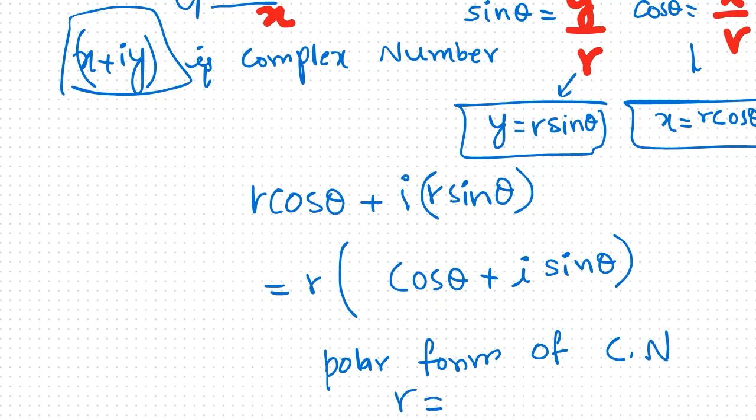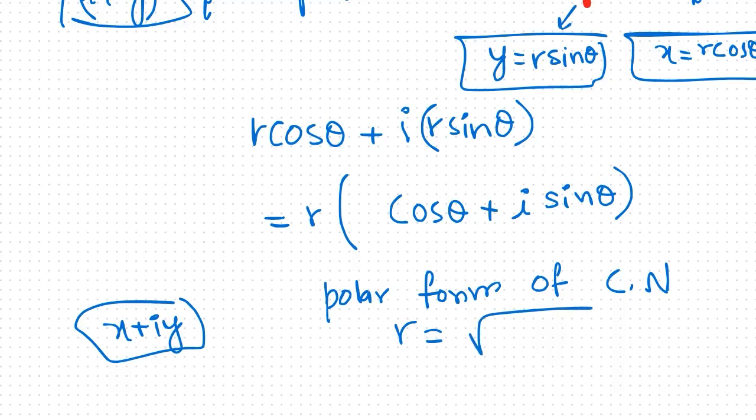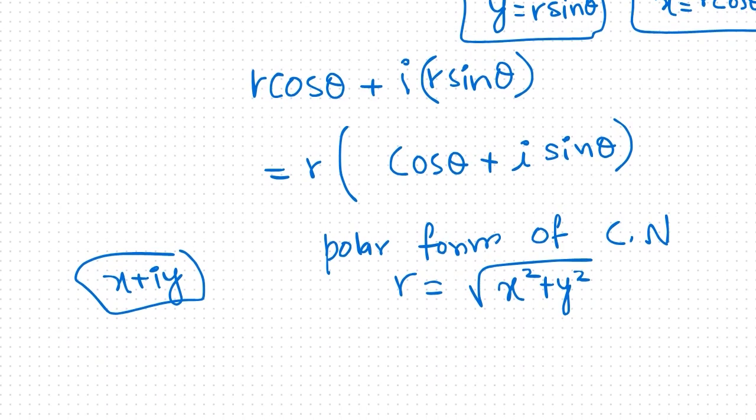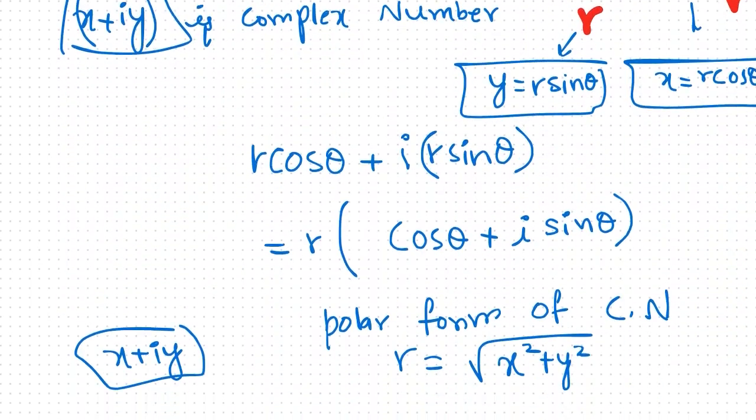What is the value of r? It is the modulus. For x plus iota y, the r value will be under root x square plus y square. Yes, that's it. This is about the polar form.